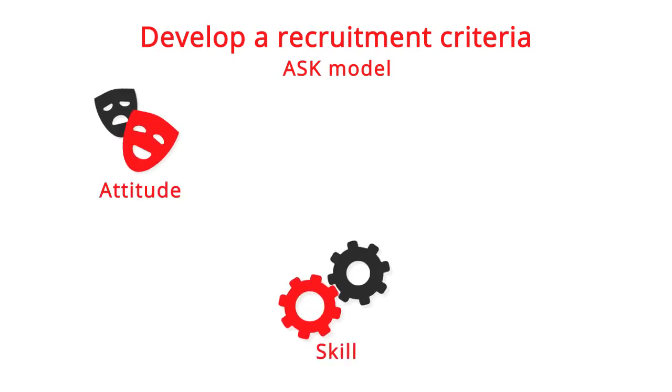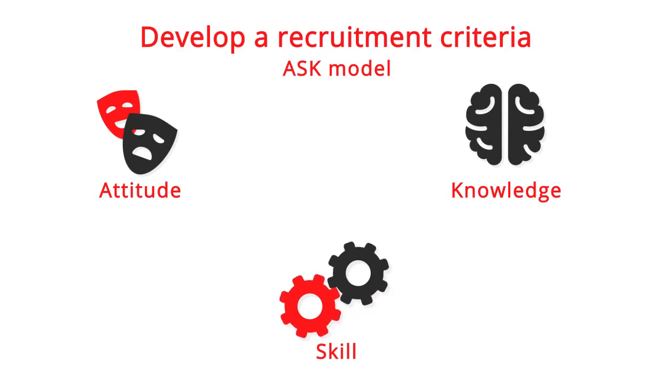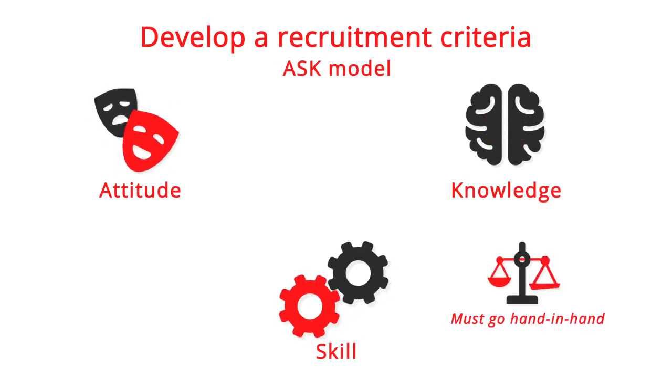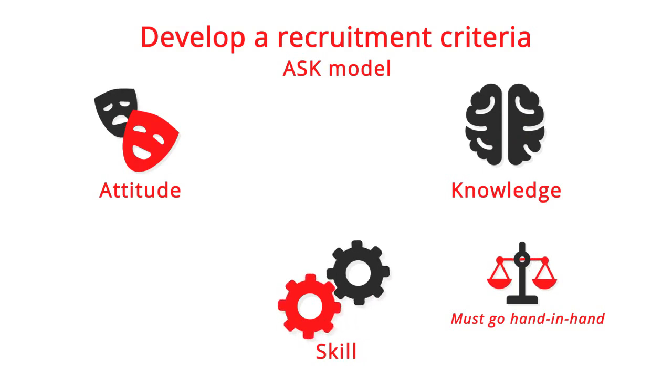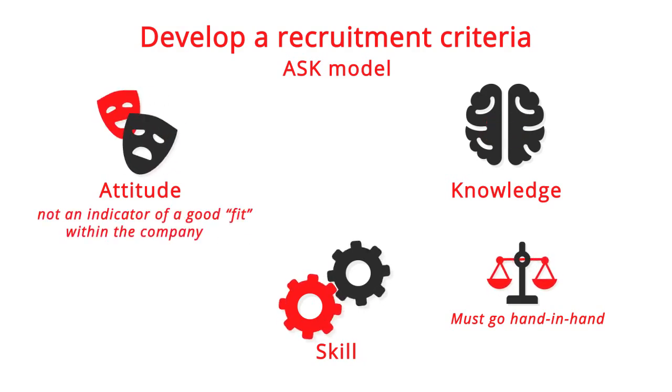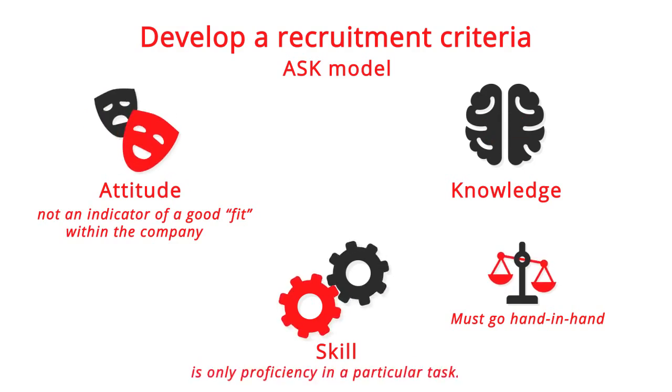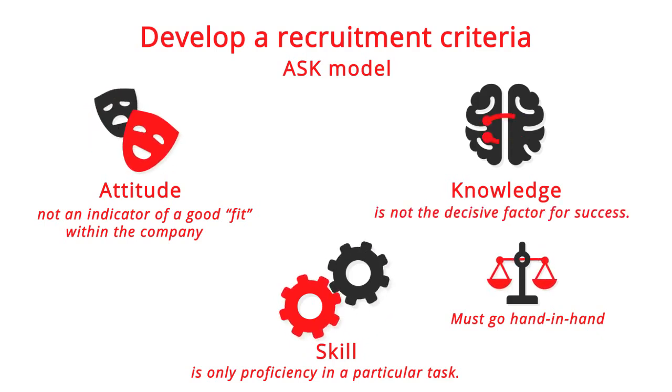Now, in developing your criteria, incorporate what we call the ASK model to determine the competency level of your candidates. What do we mean by ASK model? ASK simply stands for attitude, skill, and knowledge. Now, all these 3 elements must go hand in hand to help you determine the competency level of your candidate. Because each one separately, for instance, attitude, is not an indicator of a good fit within the company. Skill is only proficiency in a particular task. And knowledge is not the decisive factor for success.